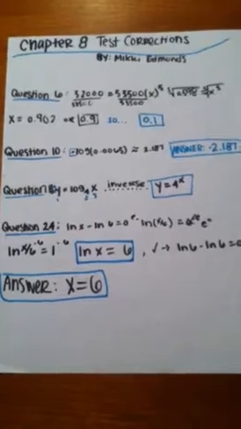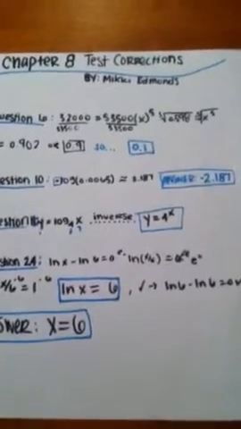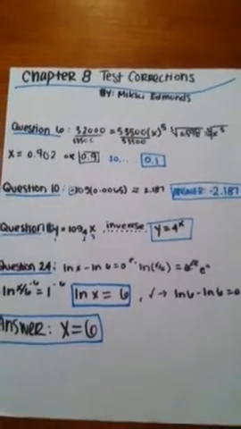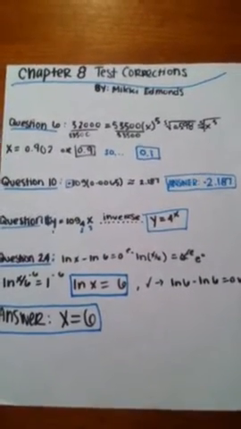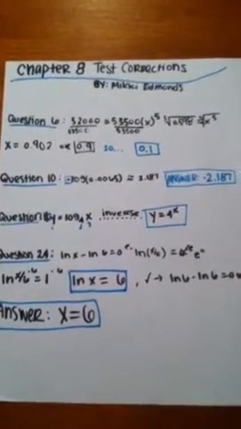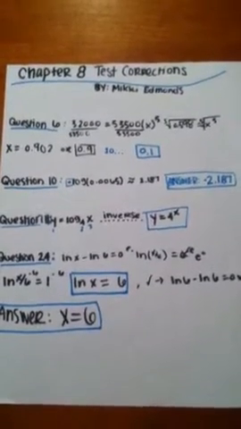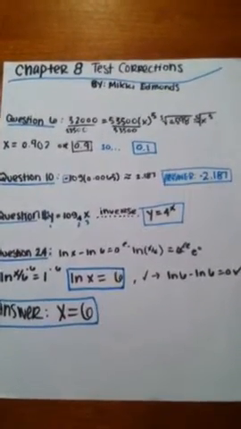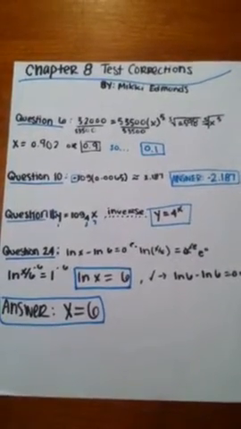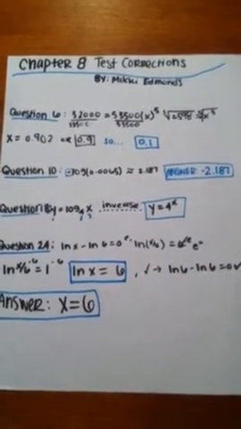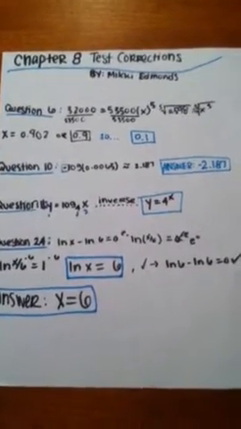The next question is number 10, and it was the pH of a liquid is a measure of how acidic or basic it is. The concentration of hydrogen ions in a liquid is labeled H plus or H positive. Use the formula pH is equal to the negative log H positive to answer questions about pH.